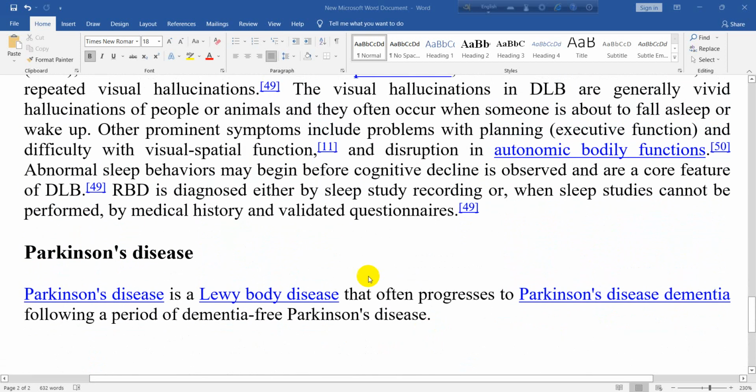subtypes of dementia. Lastly, I'd like to repeat Parkinson's disease, a subtype of dementia. Parkinson's disease is a Lewy body disease that often progresses to Parkinson's disease dementia following a period of dementia-free Parkinson's disease. So these are the subtypes of dementia.